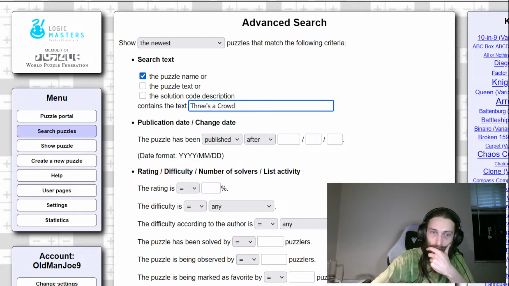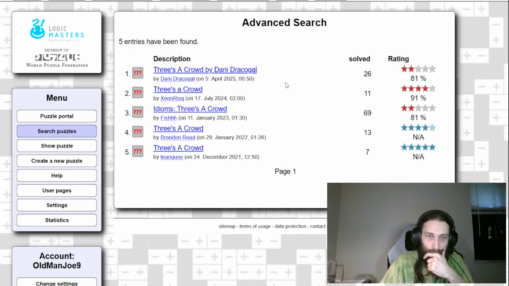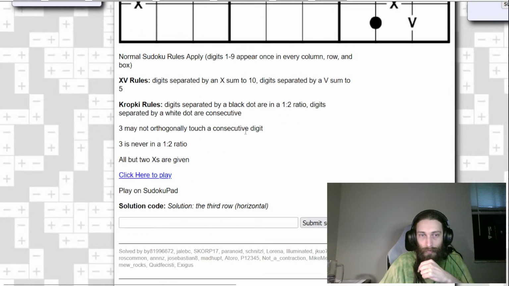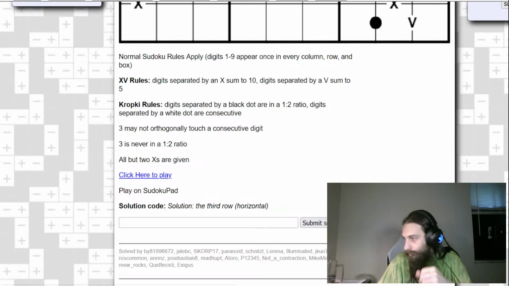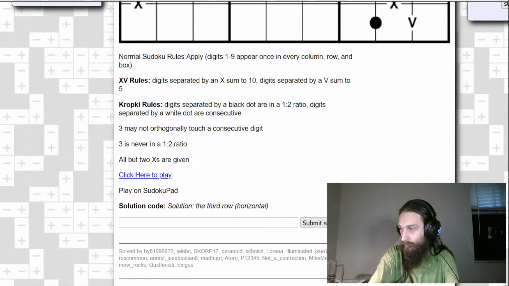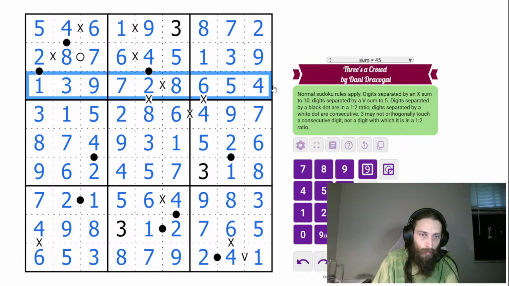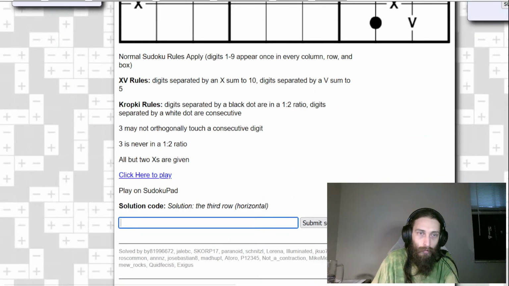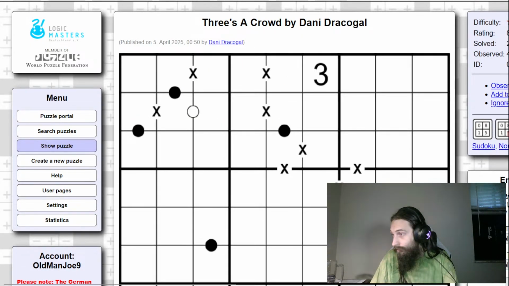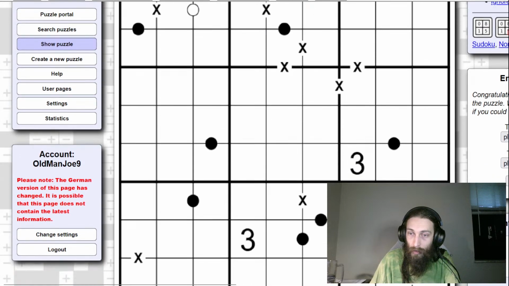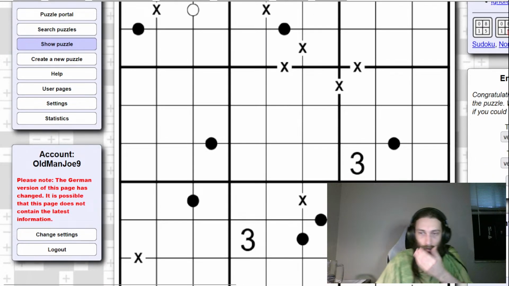Paste. And that one. Solution, the third row. My notes. Copy in the third row. Paste that in. And then grab the link. And not very easy. Very nice.